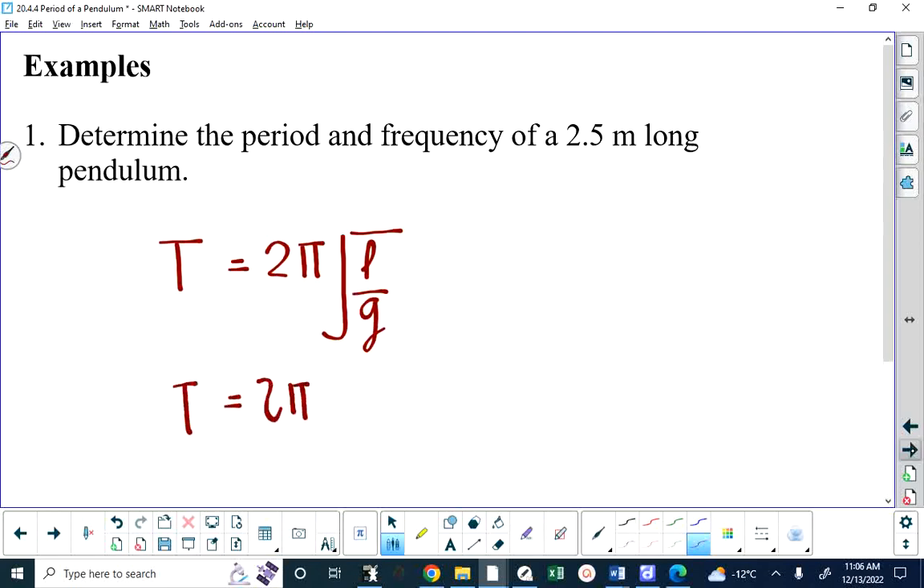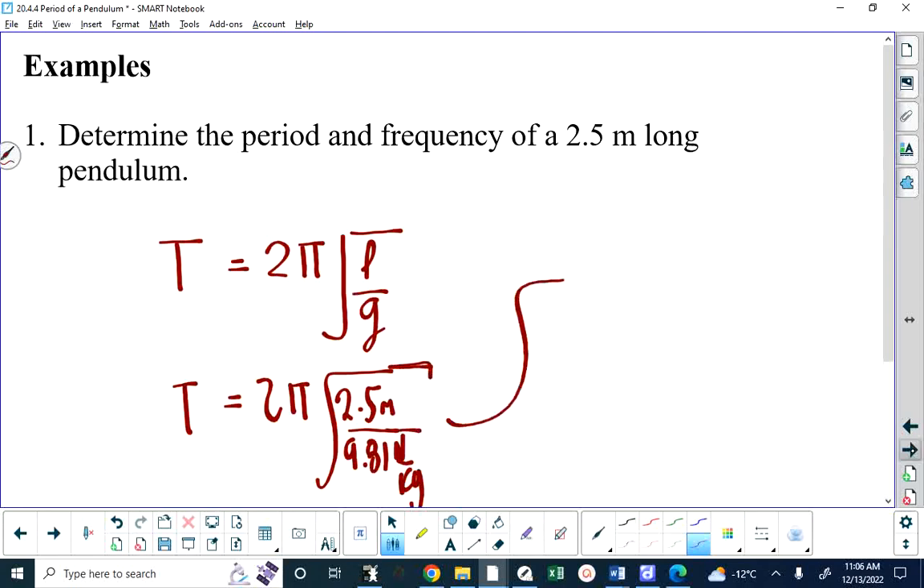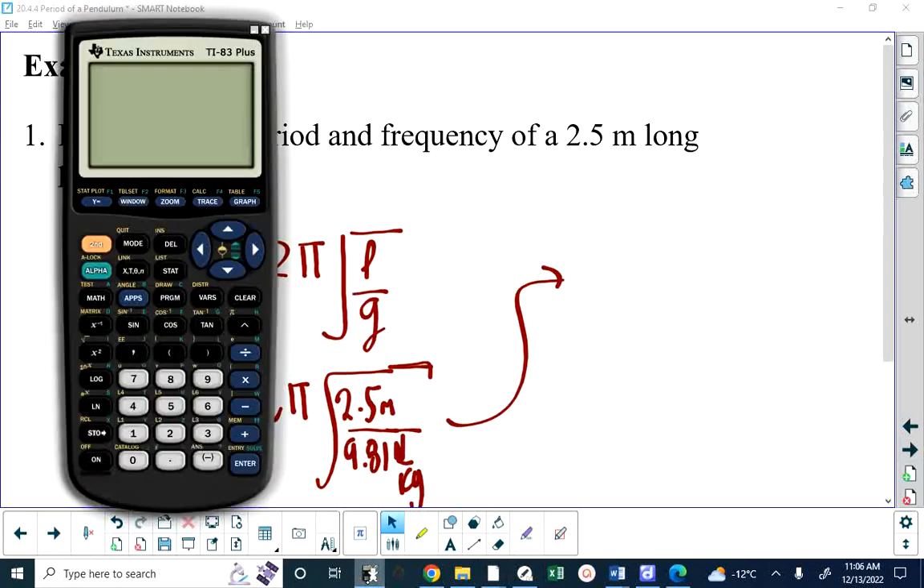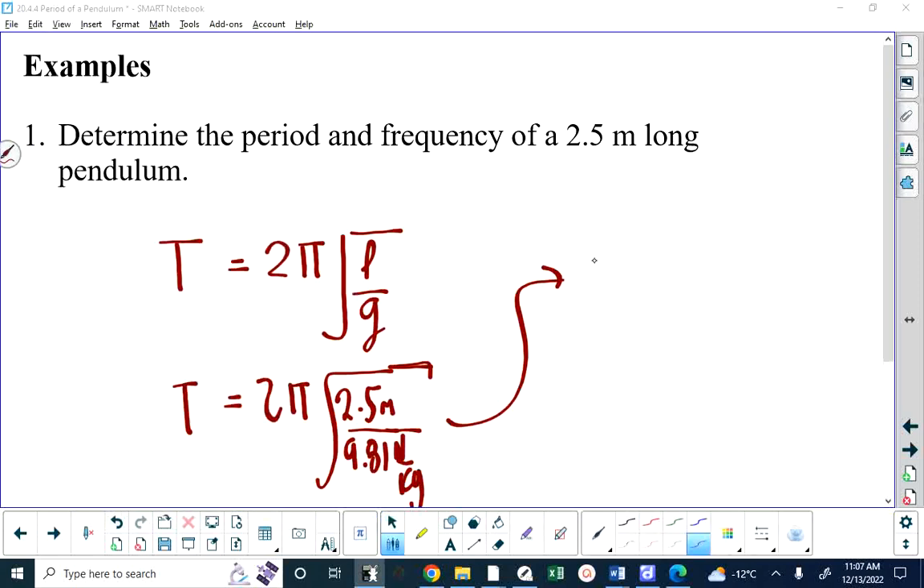It's going to be 2 pi root 2.5 meters over 9.81 newtons per kilogram. I don't want to get sidetracked into a discussion on units here. Those units, once we take the square root of that combination, are going to give us a period in seconds. So it's just a matter of calculating this. 2 pi root L, 2.5 over 9.81, and I get about 3.2 seconds.